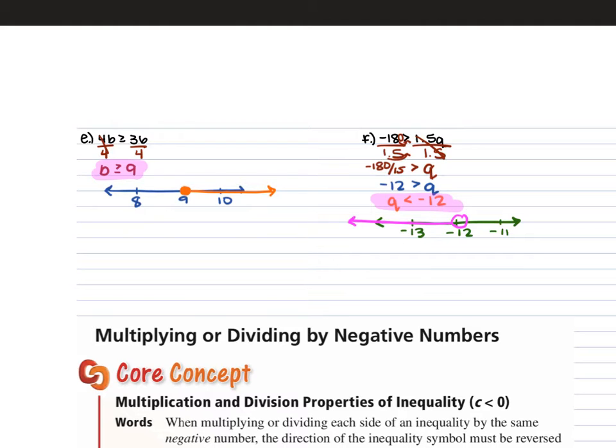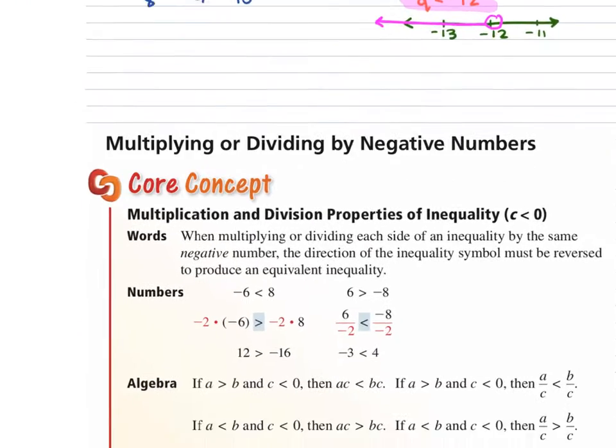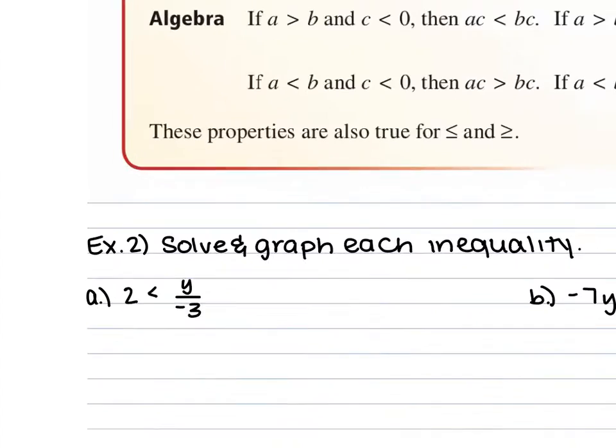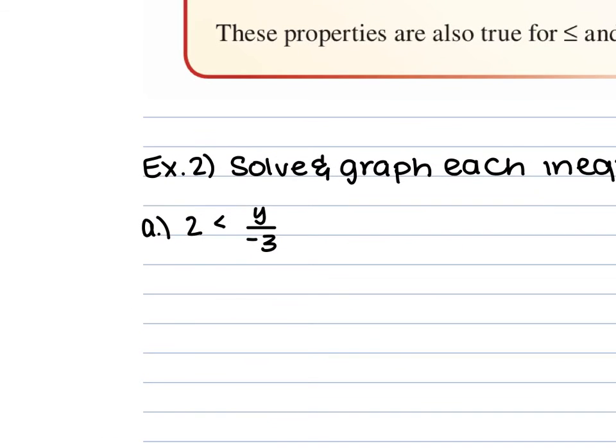The next part of our lesson goes into multiplying or dividing by negative numbers. When we multiply or divide by negative numbers in inequalities, it's a little bit of a trickier circumstance because you have to remember to switch your sign if you're dividing by a negative or if you're multiplying by a negative on both sides.